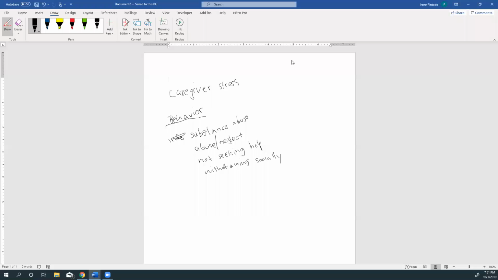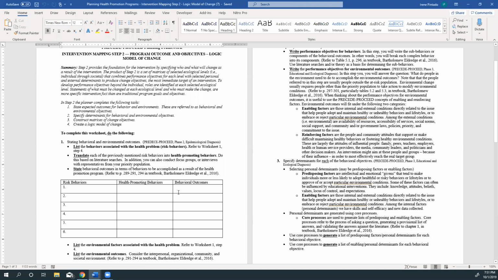But now let's look at worksheet 2. Worksheet 2 is asking us, what are the risk behaviors? So these are the things we would list here, those risk behaviors we were talking about. Now, what is really the health promoting behavior? So this is what they're doing, the risky stuff. What is it we want them to do in its place? What would be the mirror image of what they're doing?